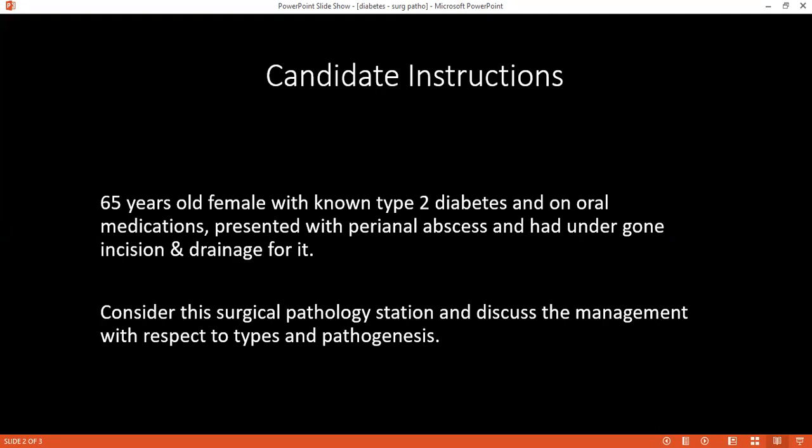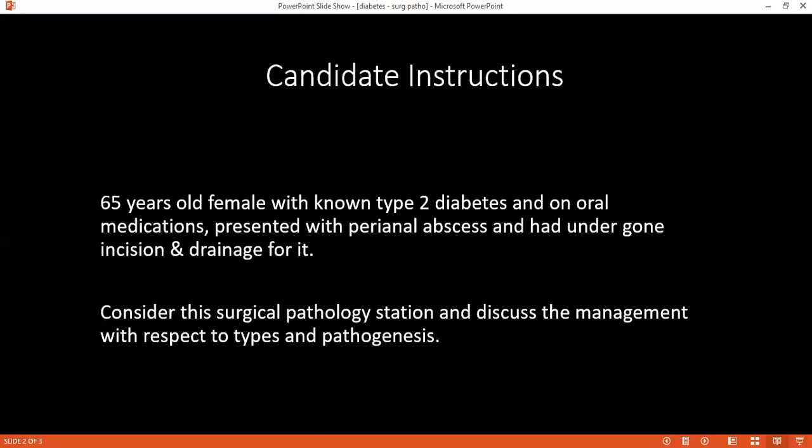Right, so if you have read and understood, kindly considering this surgical pathology station, tell me what is the pathogenesis of this condition that this patient has? Because this is a case of diabetes. Yes. And diabetes is a condition with immunosuppression, so he has got the infection and perianal abscess. Yes. How is an abscess formed?